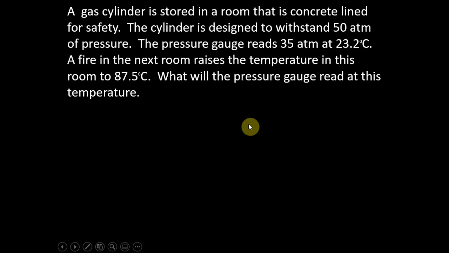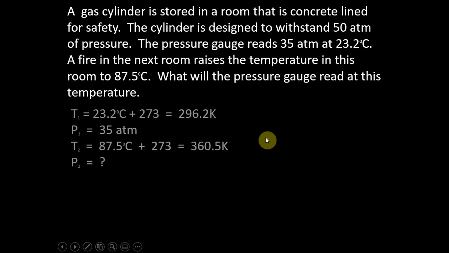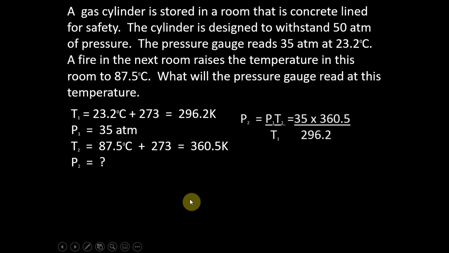So again, let's set up what we know from the question. T1 is 23.2 degrees Celsius, so converting that to Kelvin, we add 273. For P1, we get 35 atmospheres. For T2, we get 87.5 degrees Celsius, so we add 273 to get 360.5 Kelvin. Looking for P2. So, setting up the equation, P2 is P1 times T2 over T1. Plug in the numbers, and you get about 43 atmospheres, so still within the range of 50 atmospheres.